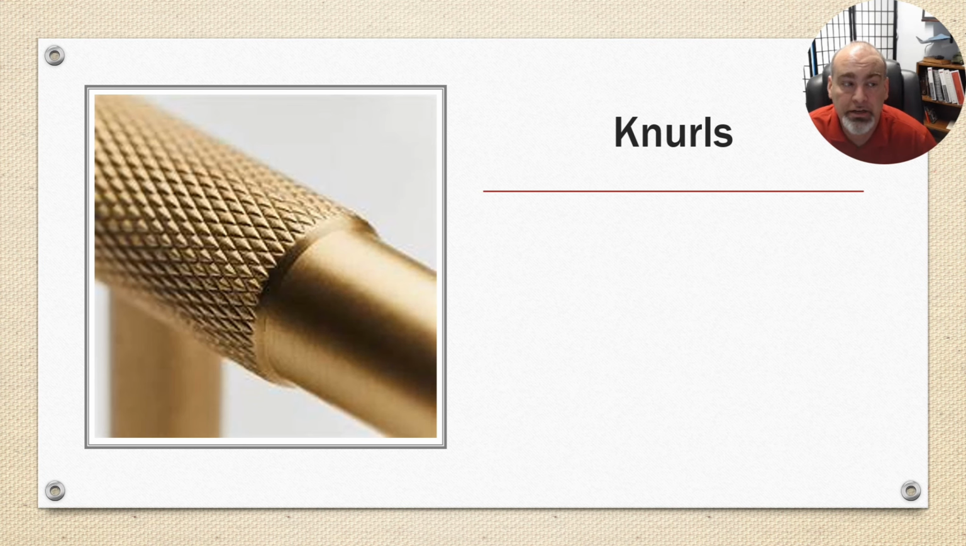Knurls are machined on cylindrical shapes. This is one type of knurl. It's called a diamond-shaped knurl. There are other types of knurls that are straight.